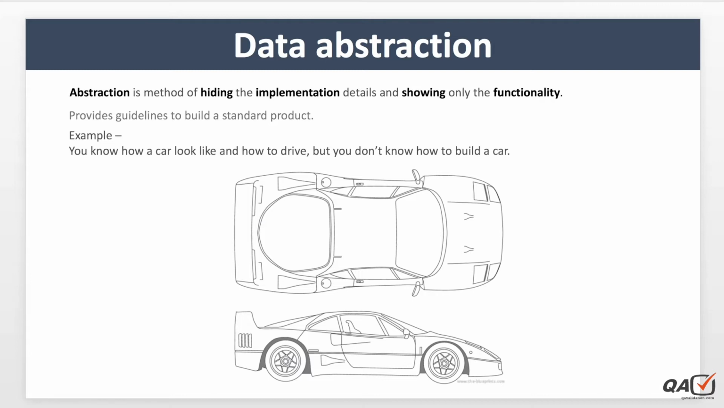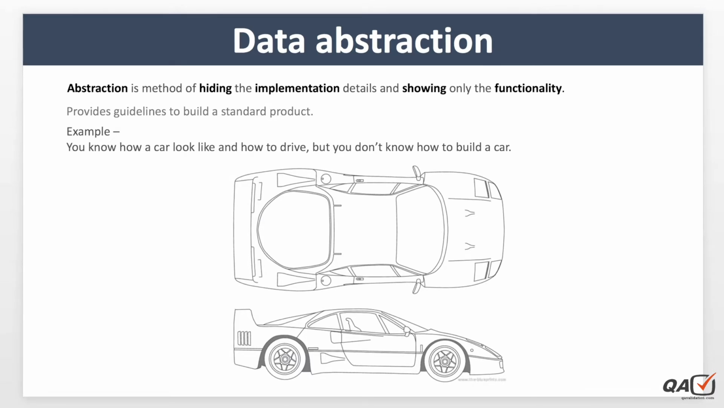In our previous video, we have seen one concept of object-oriented programming, that is inheritance, and the next topic is abstraction. Now, what exactly is abstraction? Abstraction is the method of hiding the implementation and showing only the functionalities of a product or a software. The logic behind data abstraction is to provide certain rules or guidelines to build a product, or a standardized product.